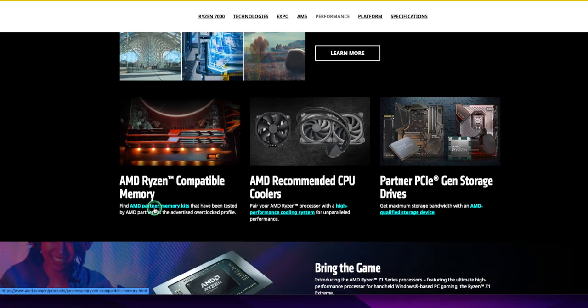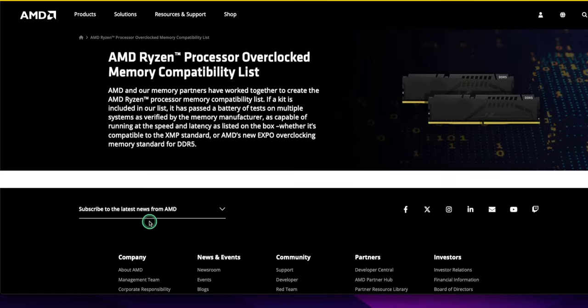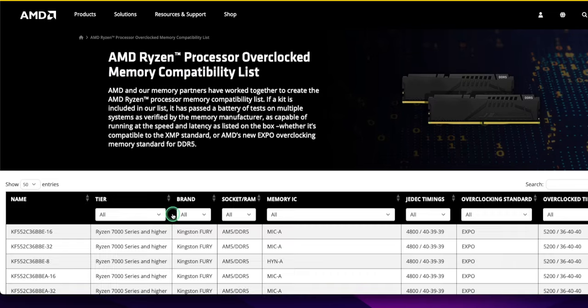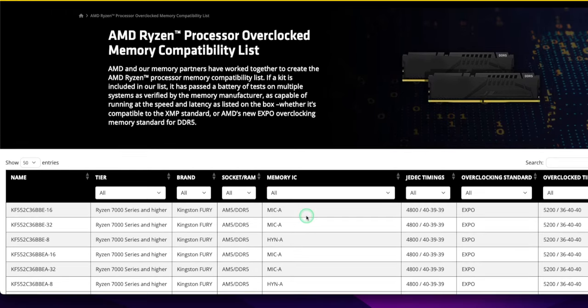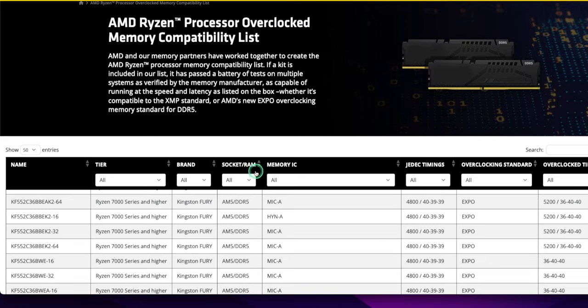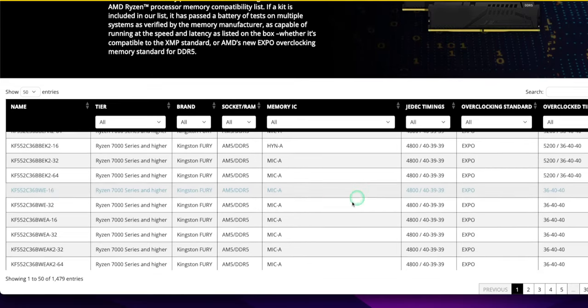All right, let's go look at this memory kit. I'm just curious. I'm just going through. You're just riding along with me as I click. Look at this. AMD Ryzen processor overclock memory compatibility list. Oh, look at this. Oh, let's see. Here you go, man. It gives you everything. Well, I feel like an idiot.